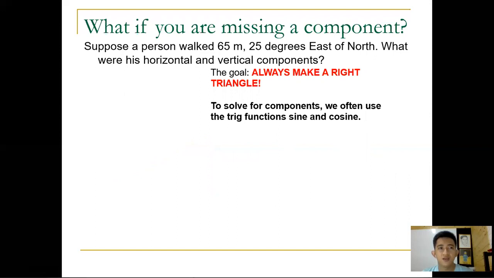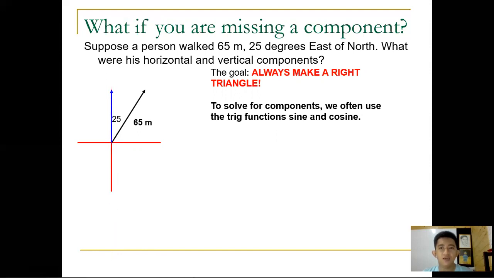Another example. Suppose a person walked 65 meters, 25 degrees east of north. What were his horizontal and vertical components? So the goal here is always to make a right triangle. To solve for components, we often use the trigonometric functions sine and cosine. So we have here 65 meters, 25 degrees east of north.